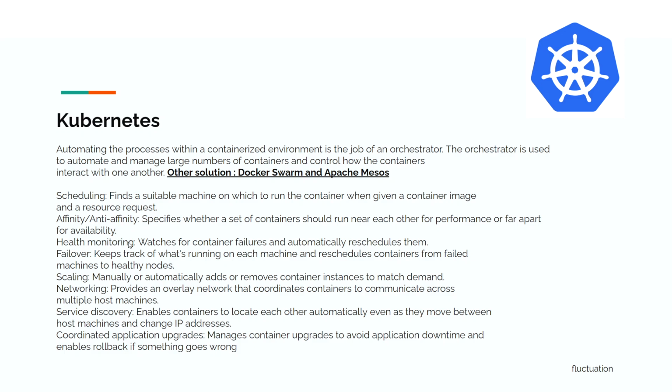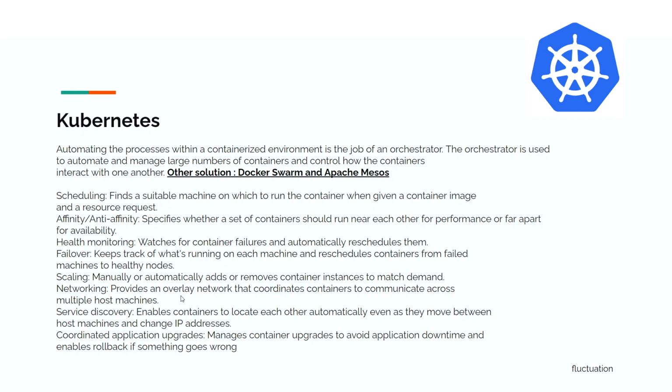You have health monitoring, okay. So it will watch for container failure and automatically reschedule them. Wow. Reschedule them. You have failover, okay? Keep track of what's running on each VM and reschedule containers from a failed machine to healthy nodes, okay? You have scaling. Wow. Manually or automatically add or remove container instances to match demand. This is fantastic. You can say that you have Black Friday and you have some web services running on your Kubernetes, and maybe on Friday you must have more power and after that less power.